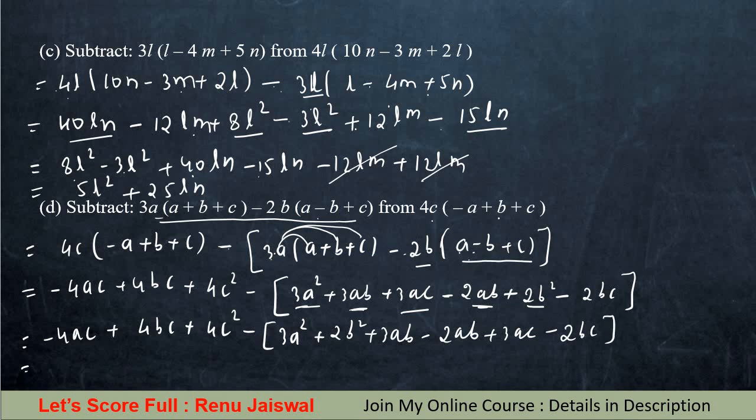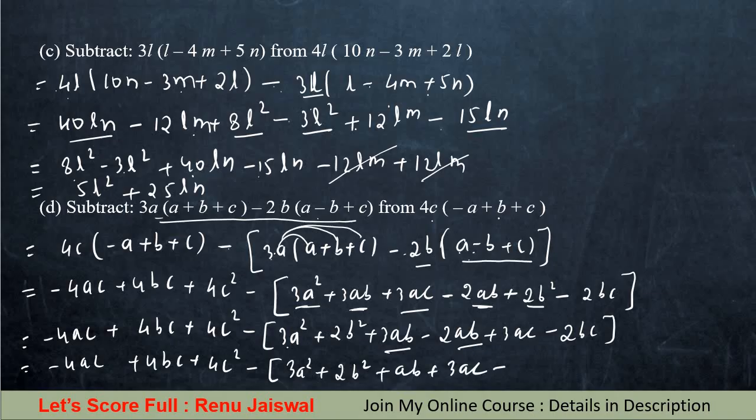Correct? Now minus 4ac, 4bc, 4c square. Here minus sign outside, 3 and 2. I cannot add. See, this is a square and this is b square. Don't get confused. 3ab minus 2ab. Yes, they are all like terms and different signs, so subtraction. Then 3ac minus 2bc. I'll write the final answer here. From here I am moving to here. So minus 4ac.